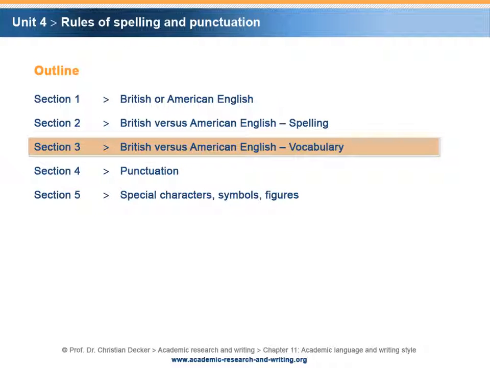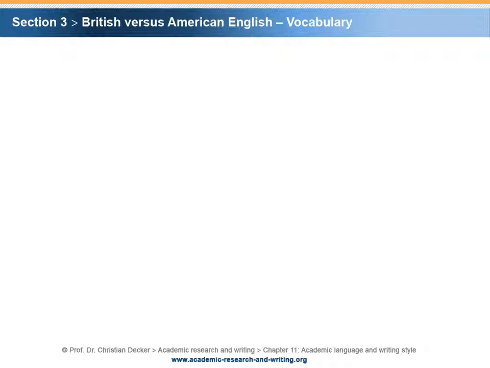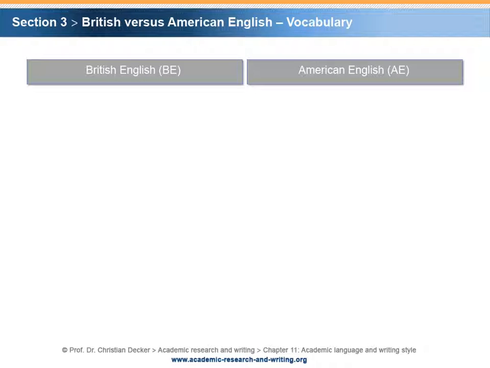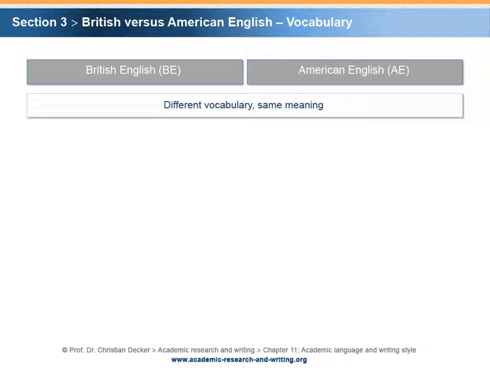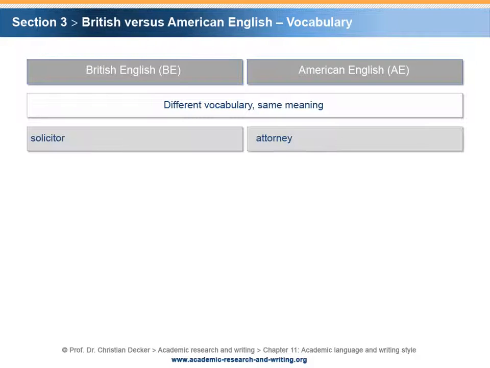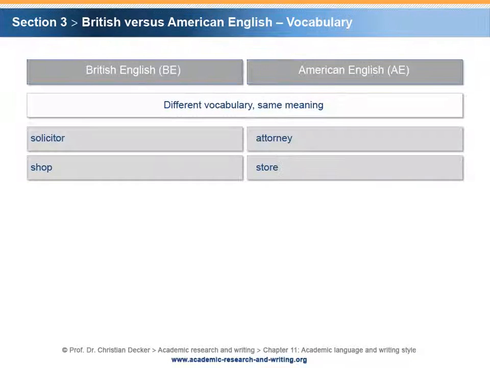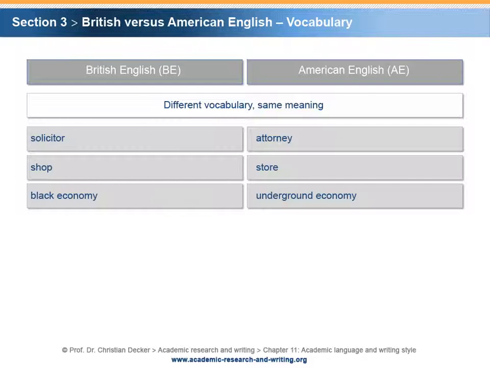Section 3. British versus American English, vocabulary. In addition to different spelling, there are some differences in British and American vocabulary. Here are some examples of different vocabulary that has the same meaning. British English, solicitor. American English, attorney. British English, shop. American English, store. British English, black economy. American English, underground economy.